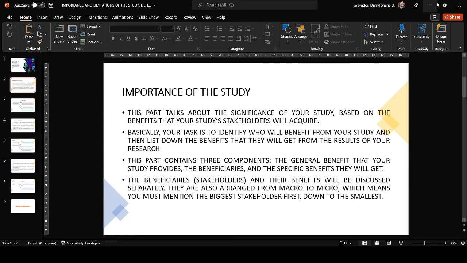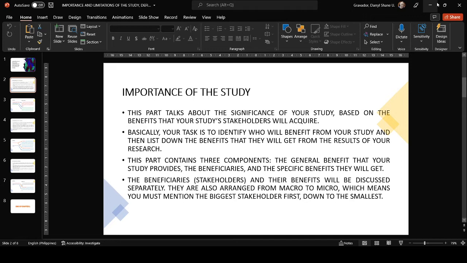So when talking about beneficiaries, and how you are going to arrange them under this part, it must be remembered that these beneficiaries or stakeholders must be arranged from macro to micro. Okay, and this is along with the benefits that they will get. They are discussed in separate paragraphs, again arranged from macro to micro. So, sir, what's macro to micro? We start with the largest stakeholder down to the smallest stakeholder.